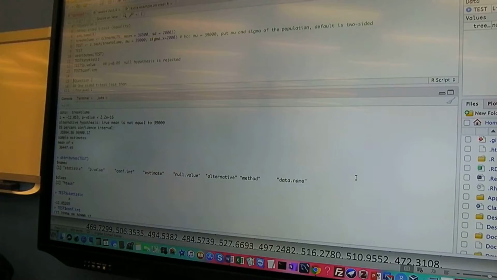Yes? What if we don't use the combine function for the tree volume? Which combine? The C here. If we use the C, you'll get the same result.